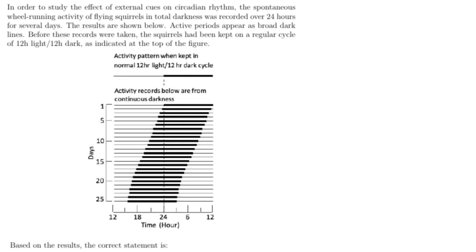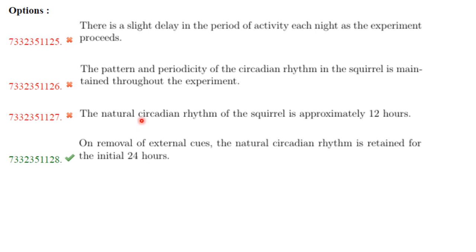That is this. Based on the result, the correct statement is: there is a slight delay in the period of activity each night as the experiment proceeds. That is not correct. The pattern and periodicity of the circadian rhythm in the squirrel is maintained throughout the experiment. It is not so. So this second option is also not correct. The natural circadian rhythm of the squirrel is approximately 12 hours. It is not 12 hours, it is 24 hours. So that is also not correct.